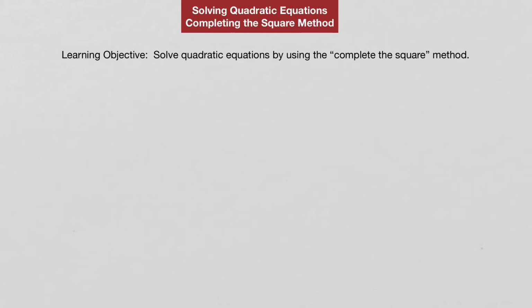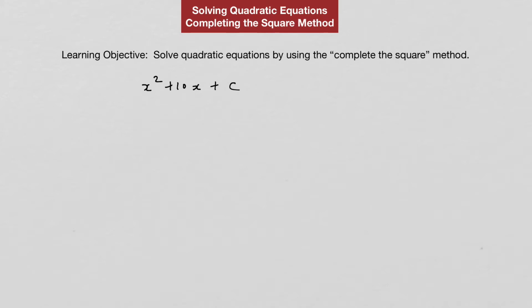Okay, class, in this lesson, I'm going to show you another method for solving quadratic equations, and this method is called completing the square. Okay, the best way to explain this is just by showing you with an example. So let's go ahead and start with the following. X squared plus 10x, and then plus some constant c.